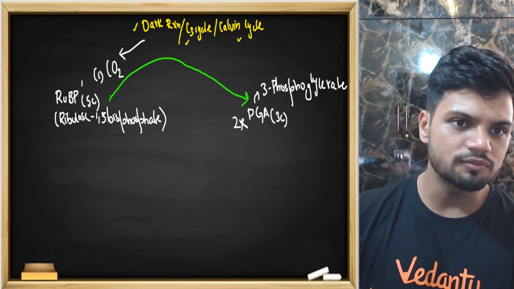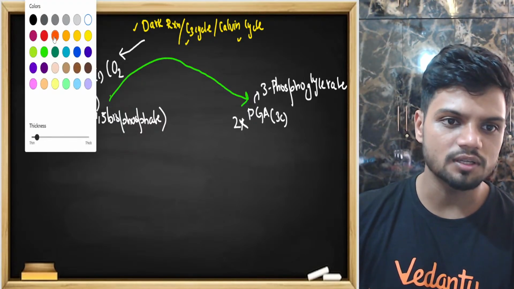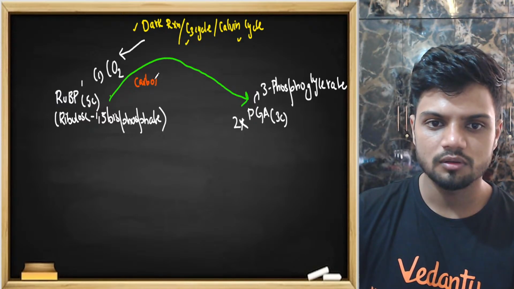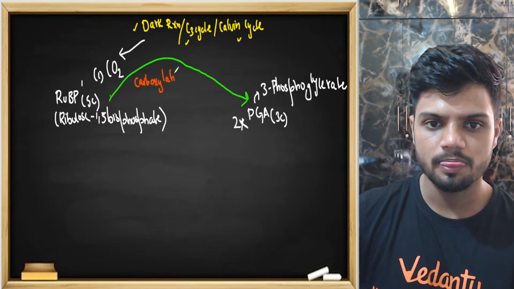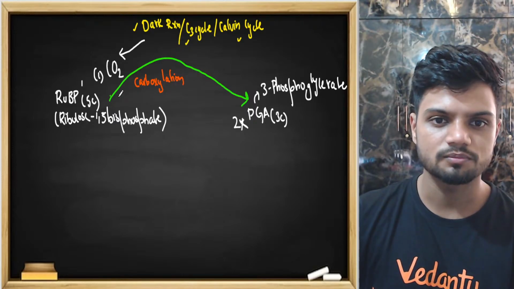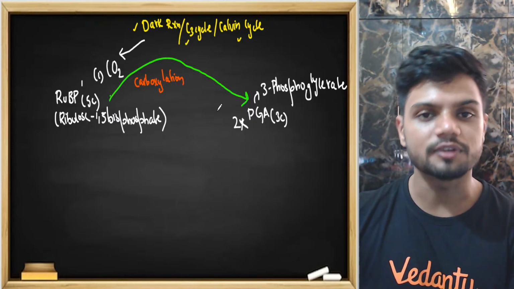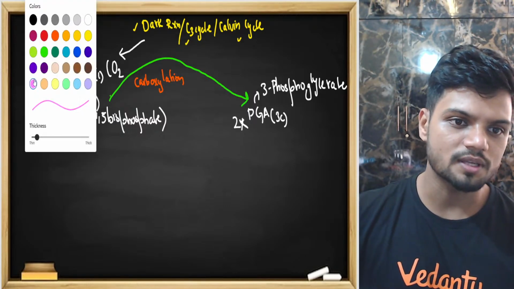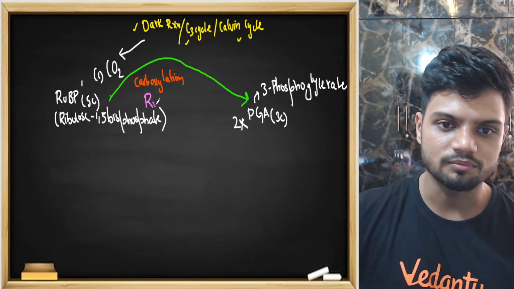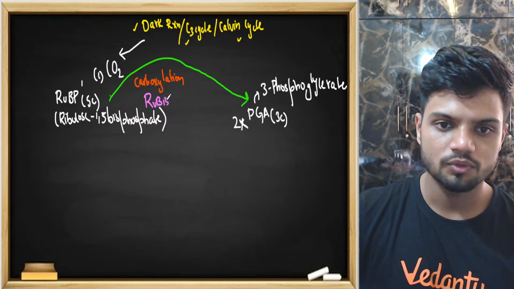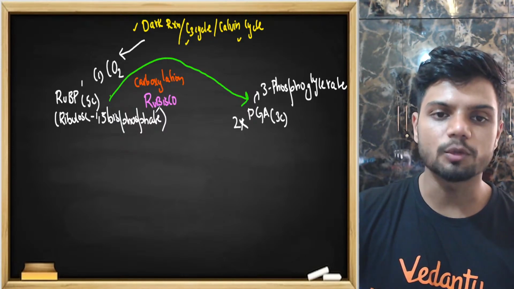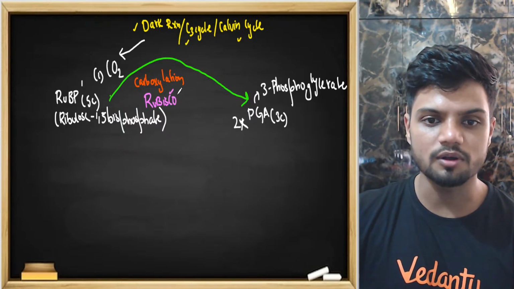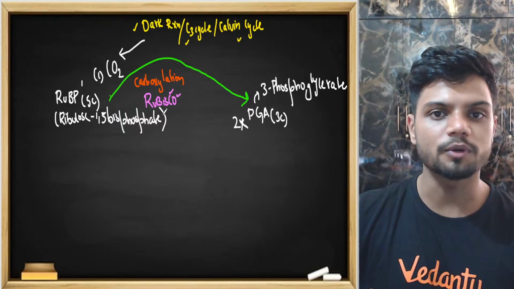So the first step is actually called carboxylation, in which carbon is being fixed. In this first step, there is also an enzyme, friends, called Rubisco enzyme: Ribulose 1,5-bisphosphate carboxylase and oxygenase. C is the carboxylase property, O is the oxygenase property of Rubisco.